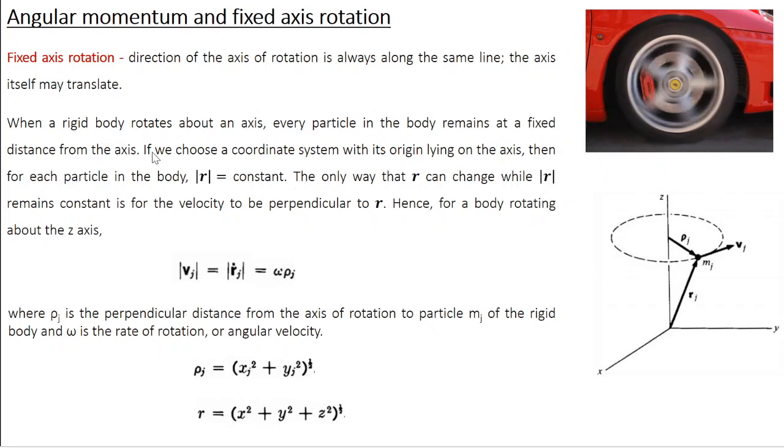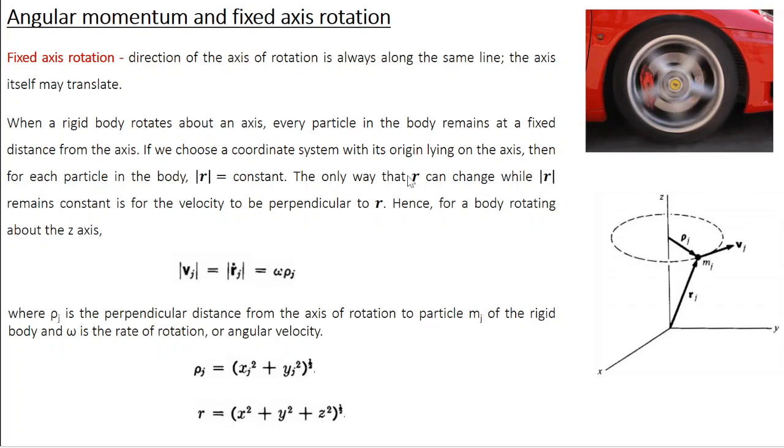Now, if we choose a coordinate system with its origin lying on the axis, then for each particle in the body, the magnitude of the r vector is going to be a constant. So whether mj is at this point, this point, this point, this point, everywhere, when you look at the position vector rj, its direction is going to be different, but its magnitude is going to be constant.